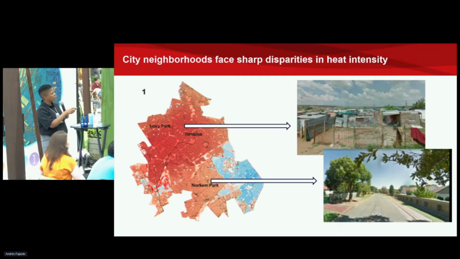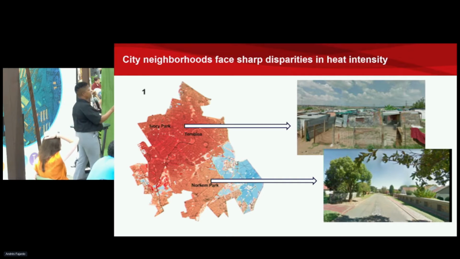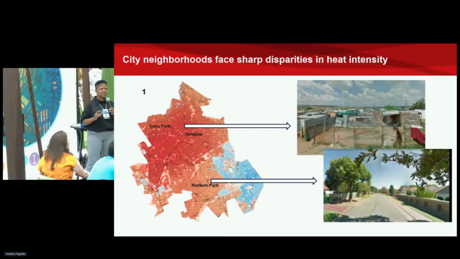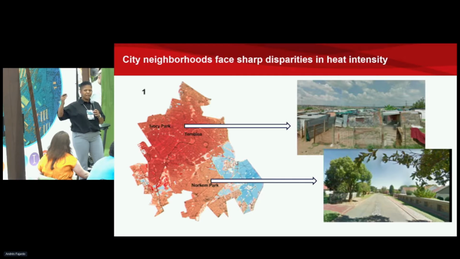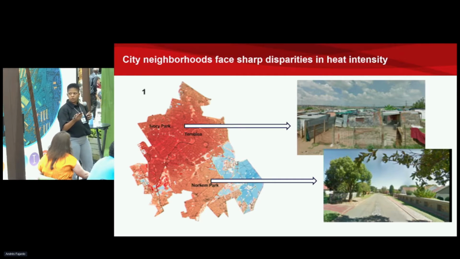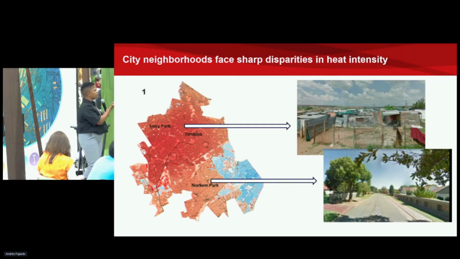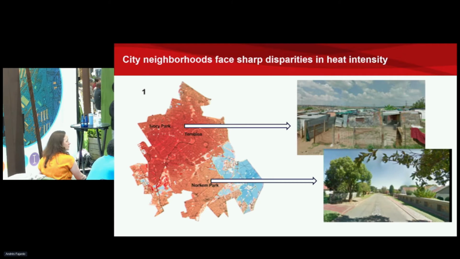And then at the bottom, you would find an area like Nokem Park. Nokem Park would be characterized as much as it may not be the upper class or richer area, but it would be relatively more affluent compared to Tembisa. So what came out of the study is how the heat intensity is going to affect the areas at the top more. As you can see, the areas at the top are more red as compared to Nokem Park.